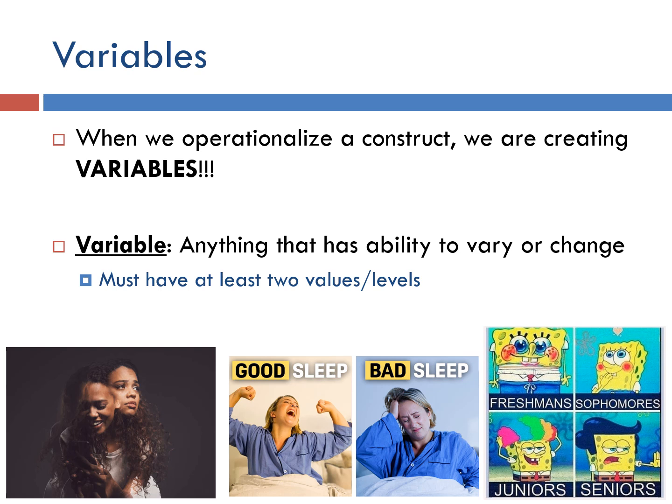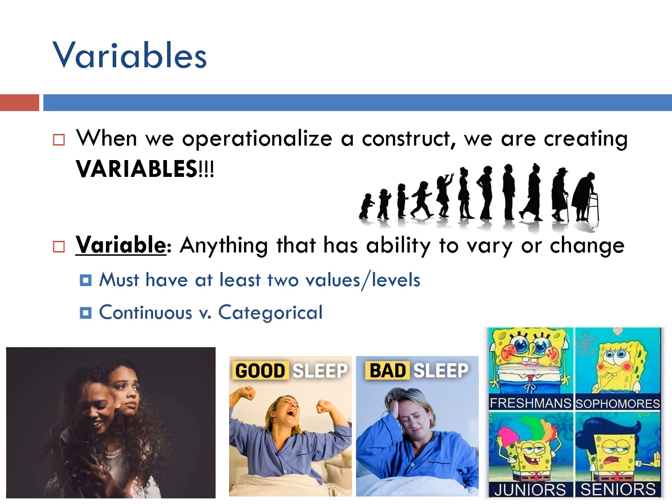It has different levels. You can be happy or sad. You can have good sleep or bad sleep. You could be a freshman, sophomore, junior, senior, these different levels of your education. And how we measure these dictates whether they are continuous or categorical.